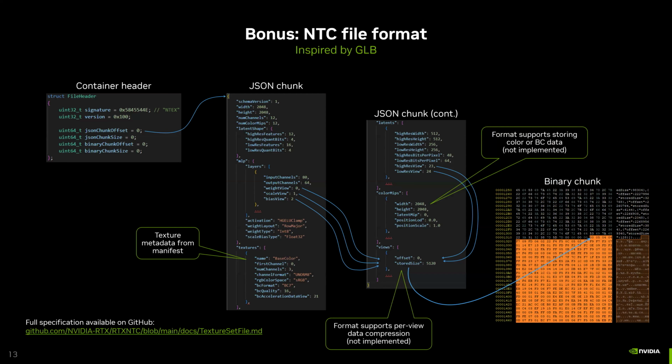A little bonus here is a description of the NTC file format itself, the way it currently is defined. The file is loosely modeled on binary glTF, or GLB. It has a container header that just stores the offsets and sizes of the two chunks in the file: the JSON chunk shown in the middle, and the binary chunk shown on the right, which stores data like the MLP weights and latents. The JSON chunk describes the geometry of the texture set, the number of features, how the MLP is structured, etc., and all the metadata. And it points at the data located in the binary chunk. The full specification of this format is available on GitHub following the link on the bottom.